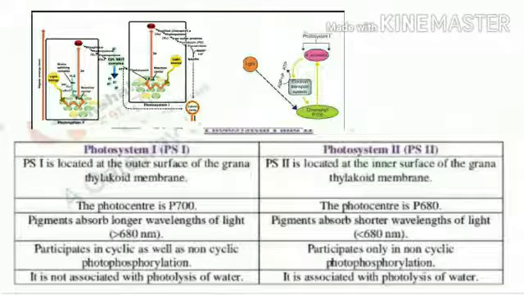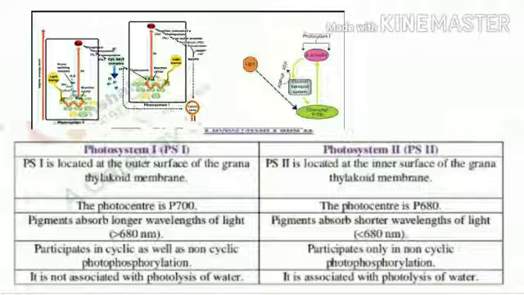So, we can discuss the difference between PS1 and PS2. First one is, PS1 is located on the outer surface of the thylakoid membrane, but PS2 is located on the inner surface of the thylakoid membrane. Next one, in PS1, the primary pigment or chief pigment is chlorophyll A 700 nanometer, but in PS2, chlorophyll A 680 nanometer acts as the chief pigment.